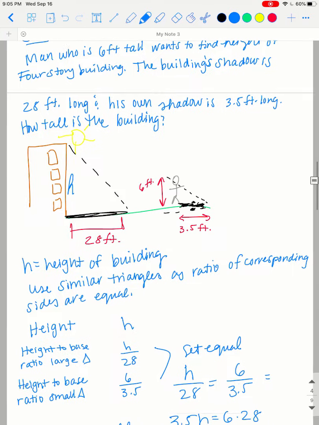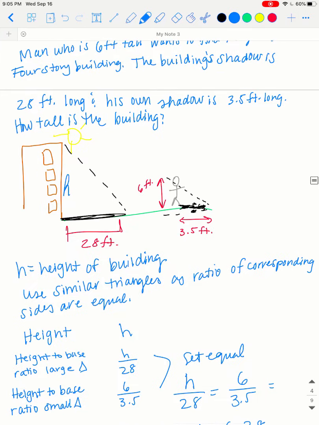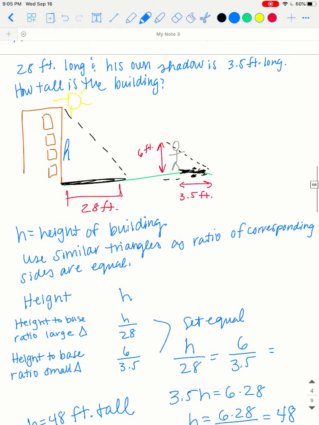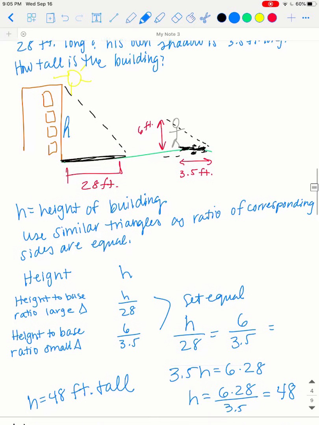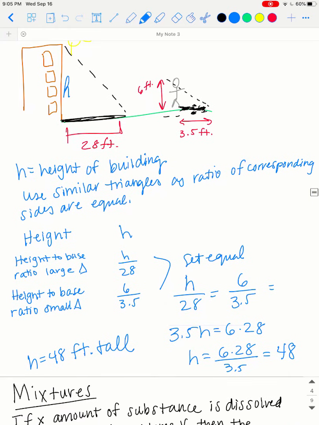Here we see that because there's a right angle between them, and the angles are the same, these are similar triangles. So we're going to use similar triangles, as the ratios of corresponding sides are equal, in order to find the height. Our ratios are going to be height to base. For the large triangle, the height to base ratio is h over 28. And the height to base ratio of the small triangle is 6 over 3.5.